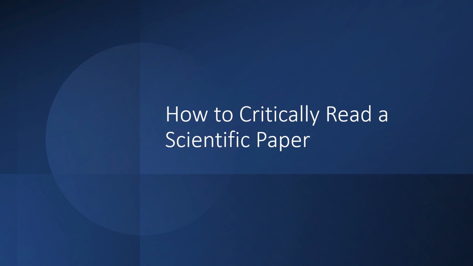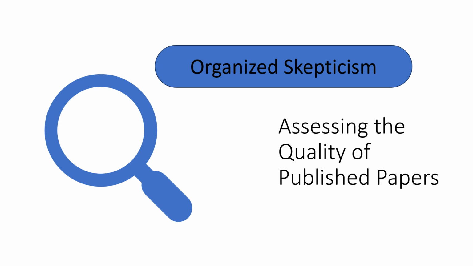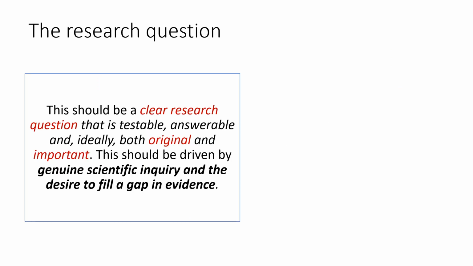So our last question today is how to critically read a scientific paper. Assessing the quality of a published paper should start with judging the quality of the research question. The research question should be clear, should be original, should be relevant.